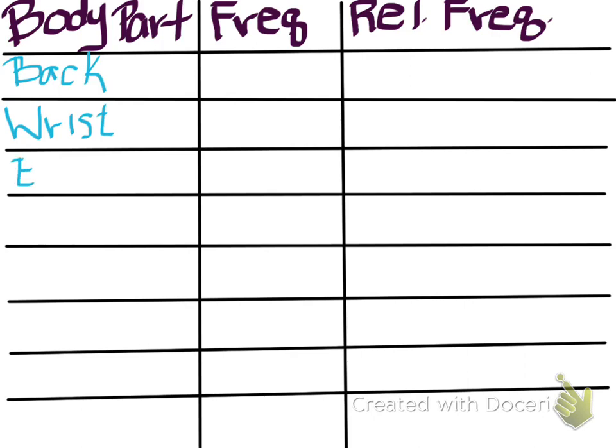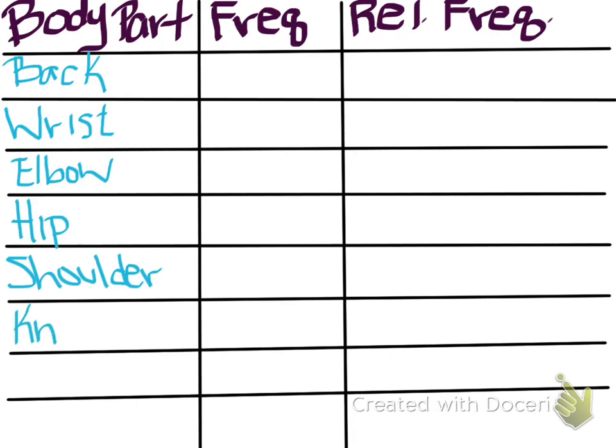followed by an elbow injury. Then I see a hip, a shoulder, after shoulder there's knee, hand, and then groin, and then there's one more that you can fit in the notes that I provided for you.